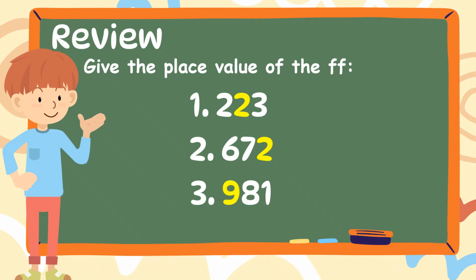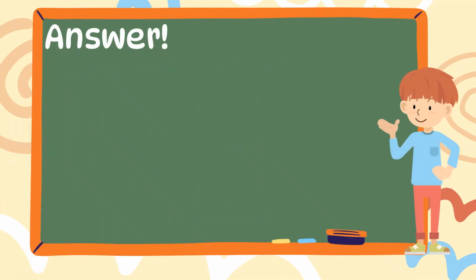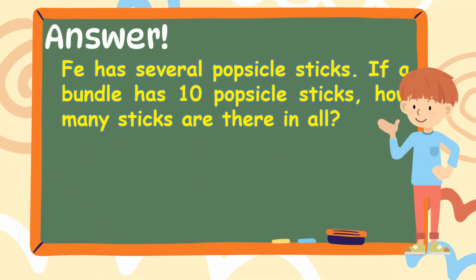All right, so the place value of 2 in 223 is tens. The 2 in 672 is ones. And 9 in 981 is hundreds. Thank you very much. So let us answer this problem.